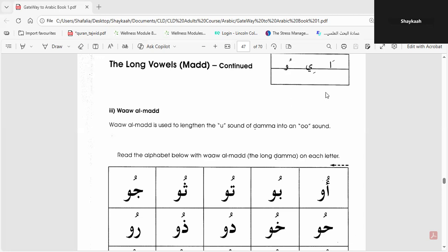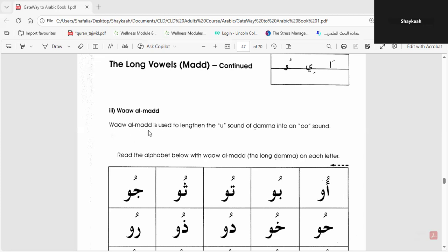We also went over double. If it's a double fatha, we say an. If it's a double kasra, we say in. And if it's a double dhamma, we say un. Now going on, and that's just a refresher.